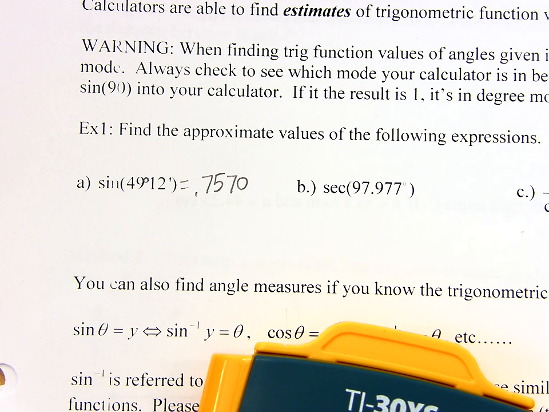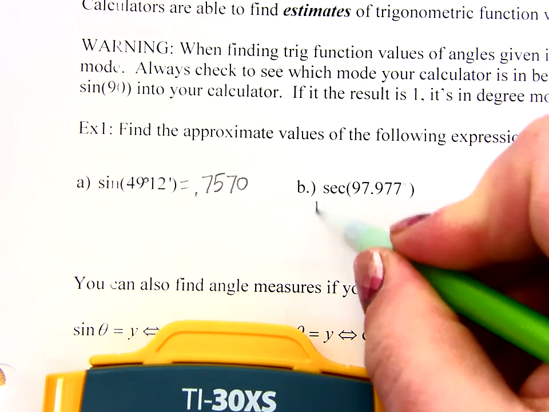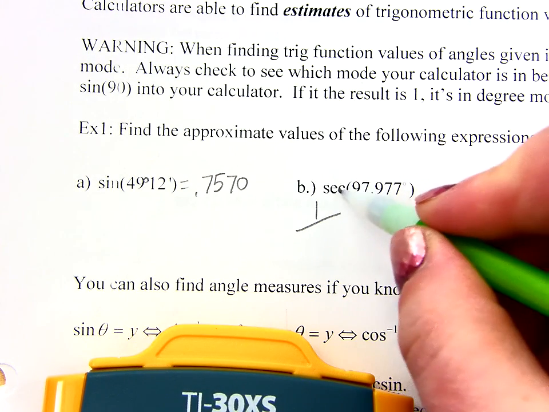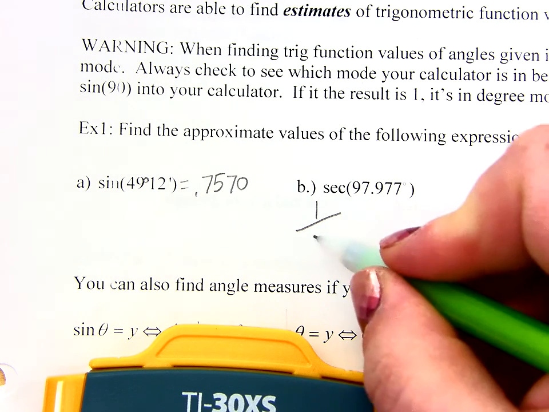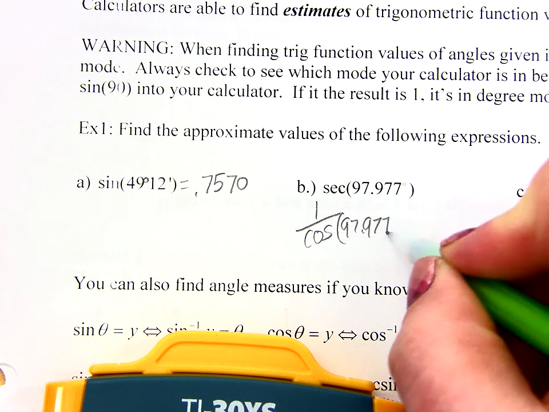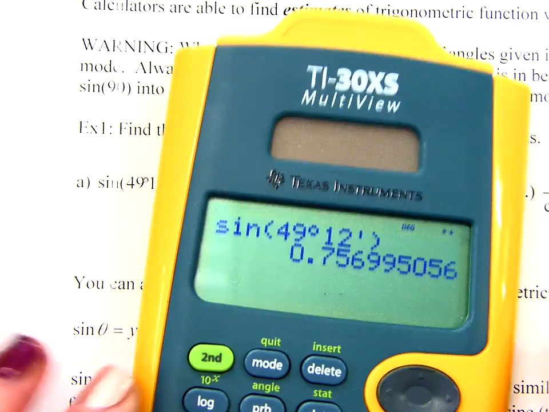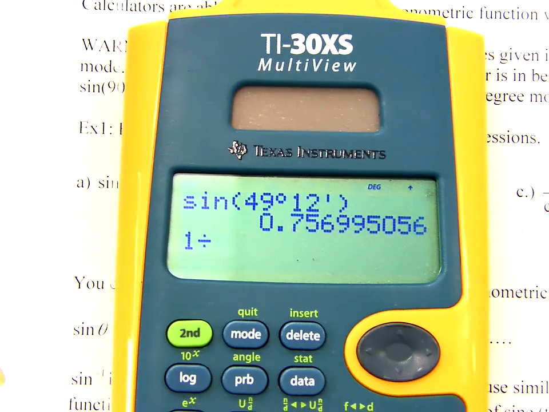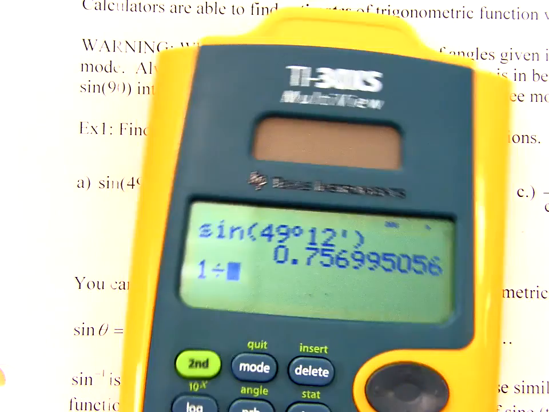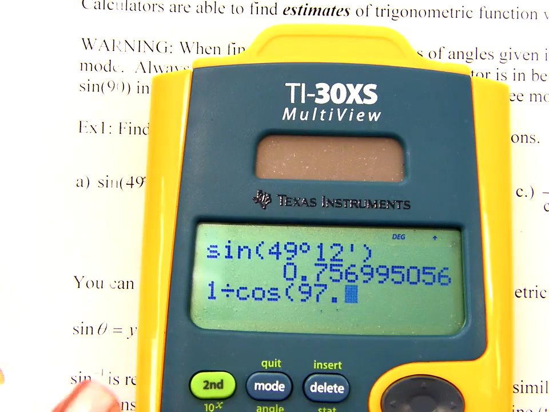Now, unfortunately, if I look at B, there is no secant button. Exactly. You have to use its reciprocal. So this is going to be the same thing as 1 over, what's the reciprocal of secant? Cosine. So it's going to be 1 over cosine 97.977. All right. And my calculator can do all of that. 1 divided by, and then just cosine 97 point, what was it? 977.